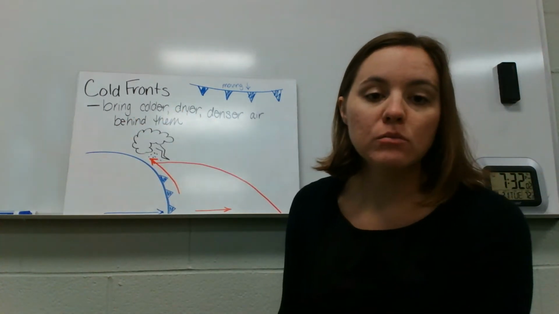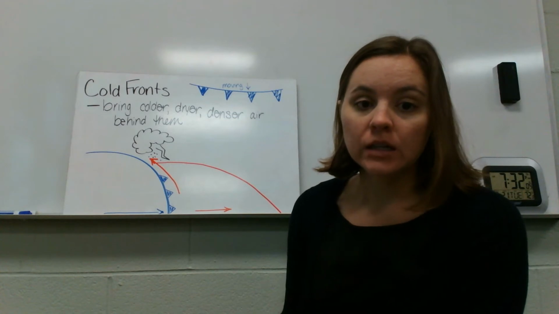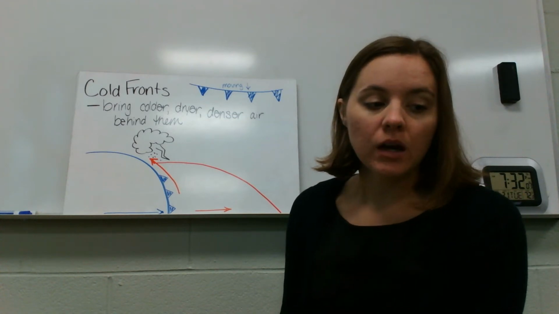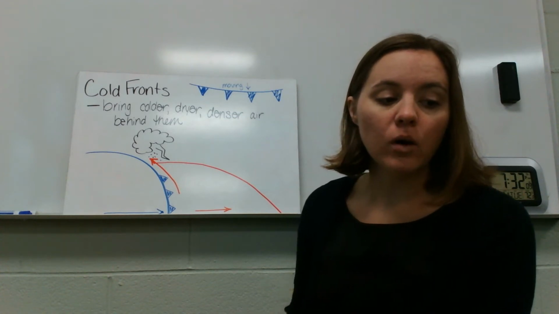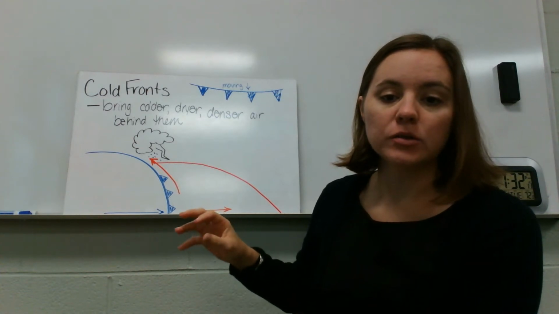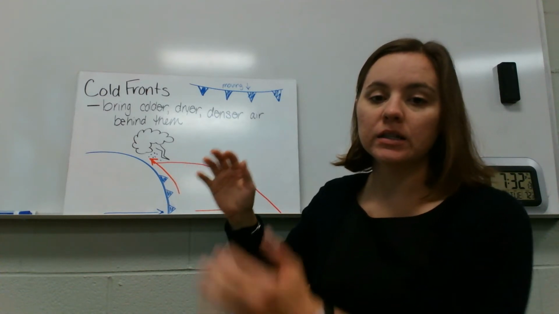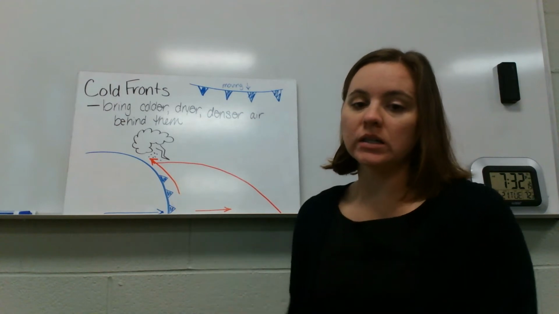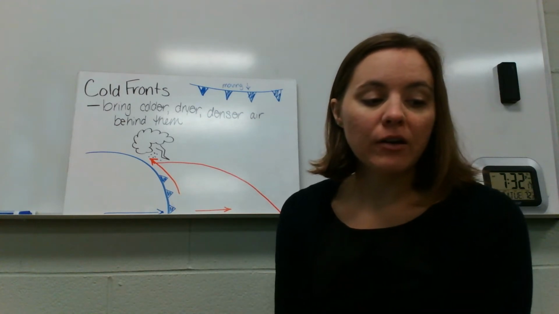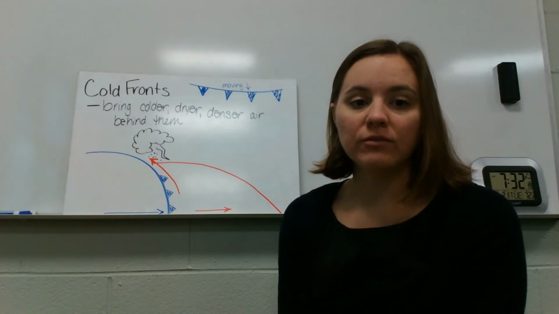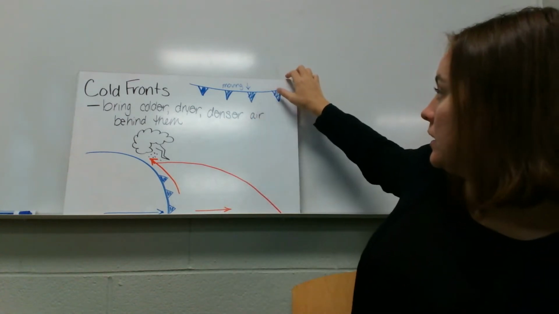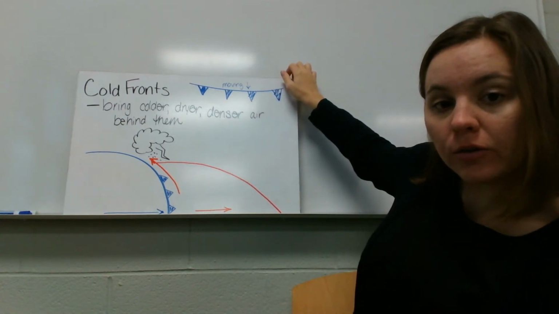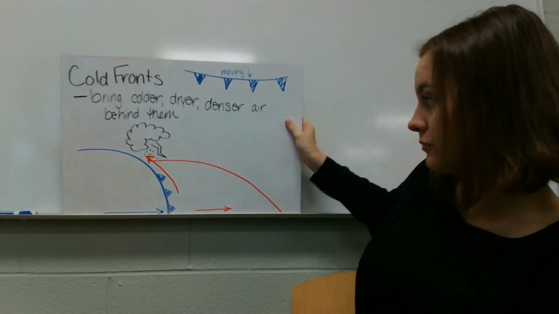So cold fronts move quickly. They tend to move more quickly. So as that warm, moist air is rising, because that cold air is forcing into it, that's happening very quickly, so we get some pretty violent storms. So we get heavy rainfall for a very short period of time.